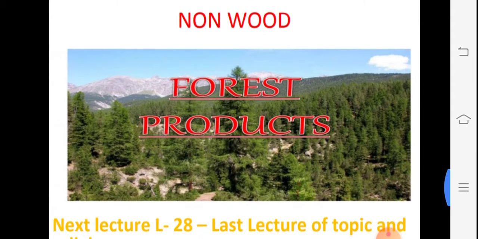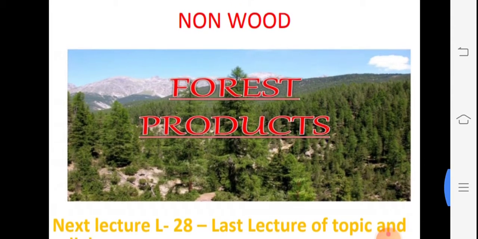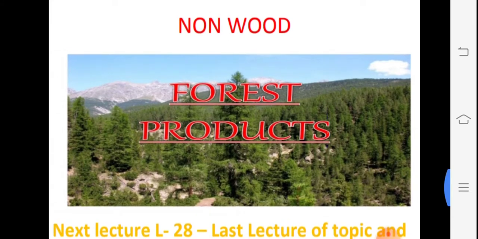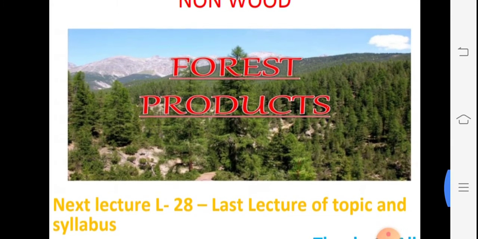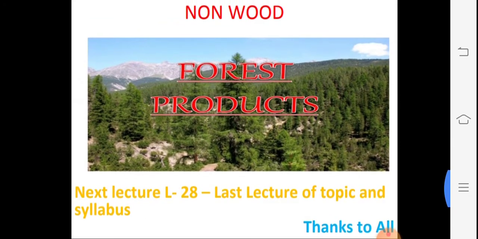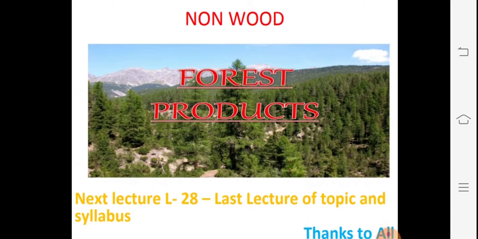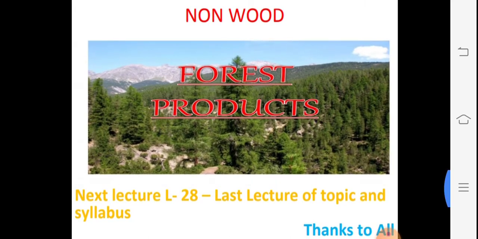Then there are some photographs. You are observing these forest products in our Western Ghats or in some part of the Indian region. So this is the second point in the seventh topic. The non-wood forest products have only two examples, bamboo and the gums. So you do it properly.